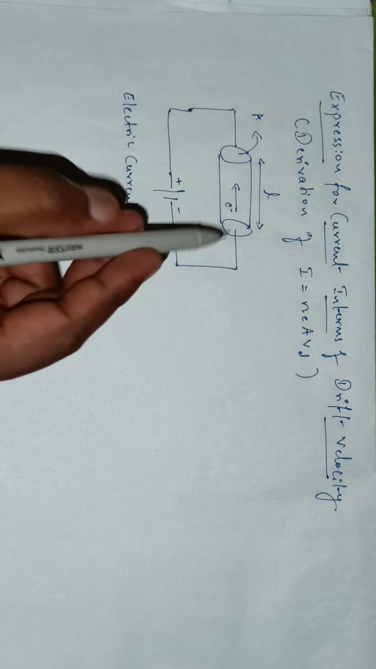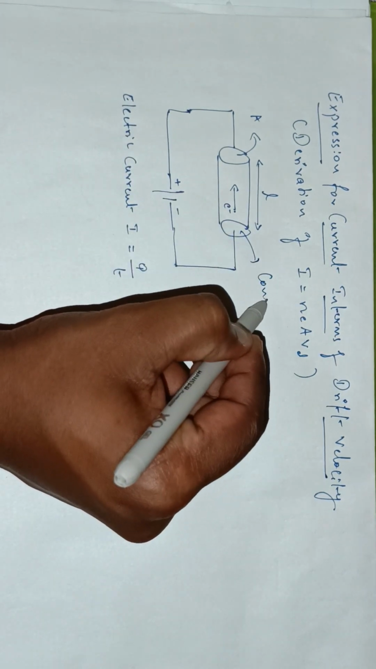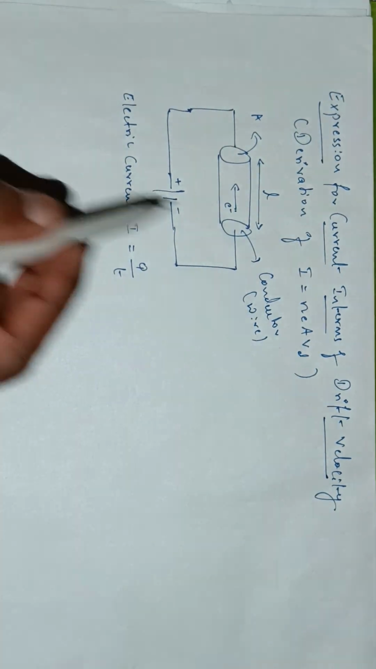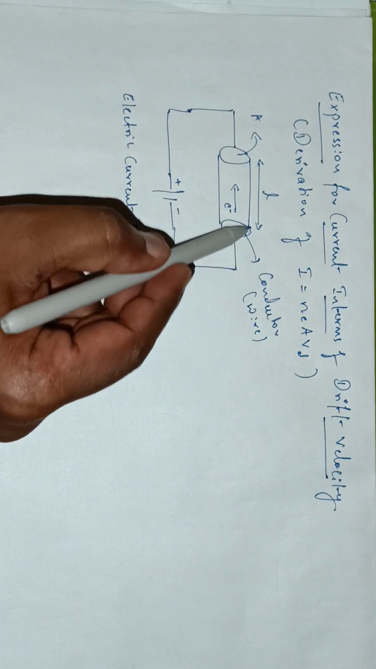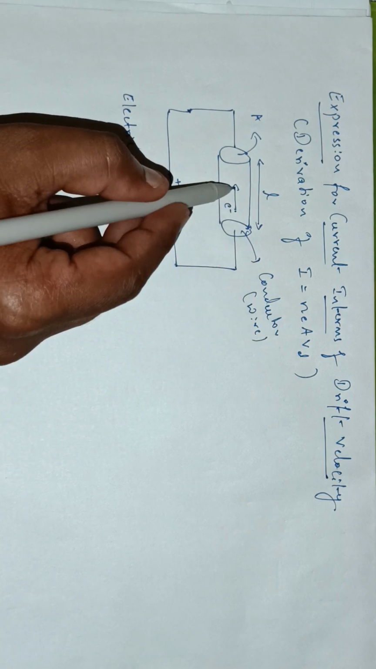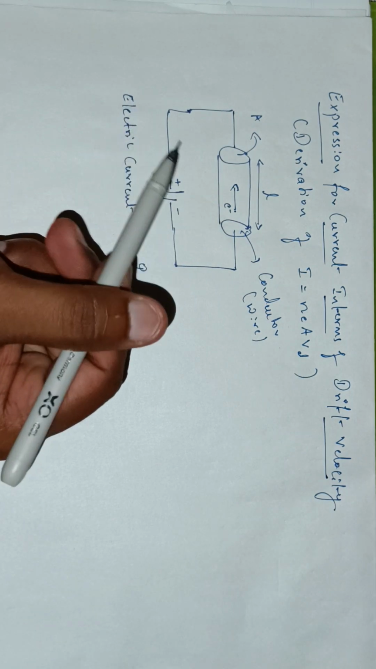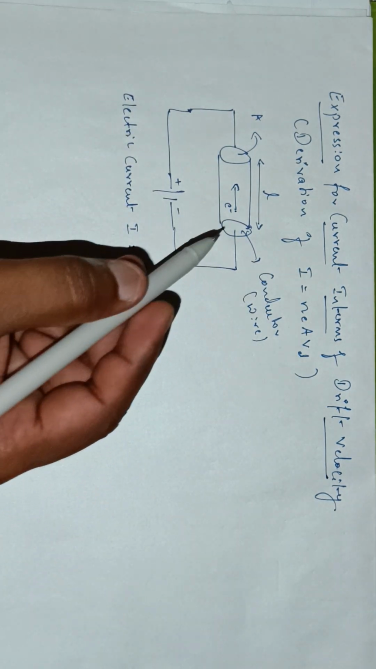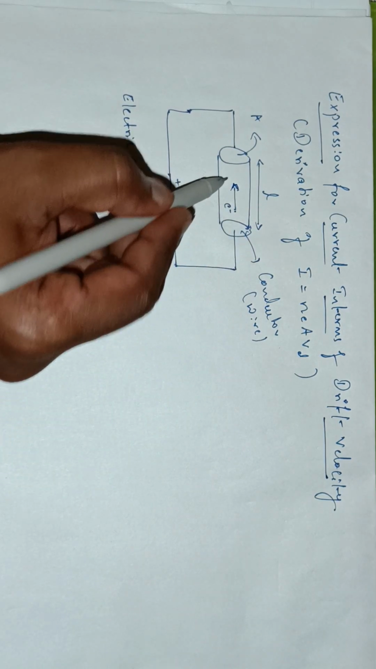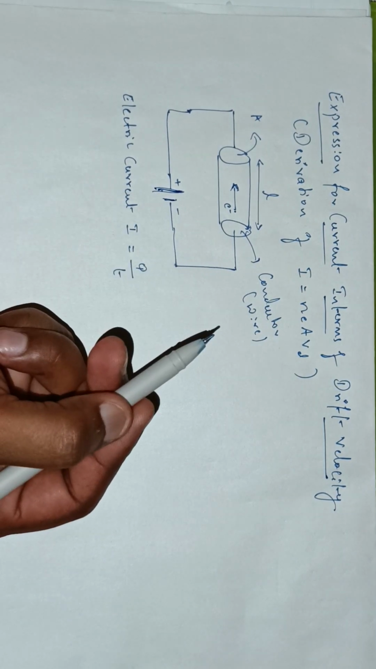Consider a conductor. A conductor is nothing but just a wire. In this video, this wire or conductor has been enlarged just to show the electrons inside that conductor. These electrons travel towards the positive terminal of the battery after applying an electric field.